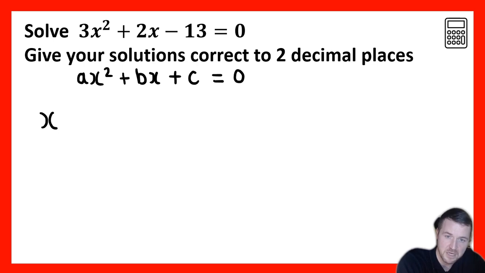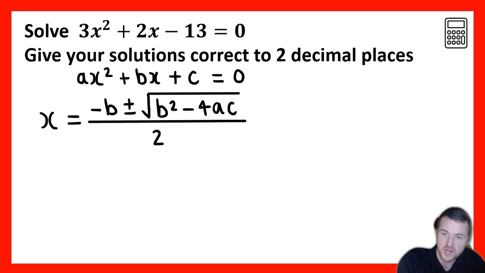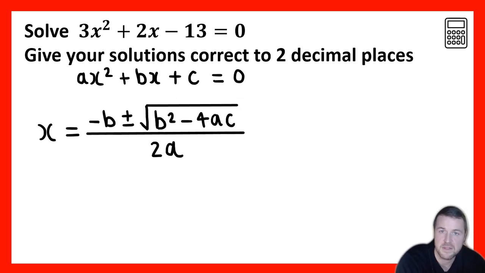The quadratic formula is x equals negative b plus or minus the square root of b squared minus 4ac, all over or divided by 2 lots of a. And the formula is used to find the roots of a quadratic equation when factorising is either not possible or not convenient to do so. The formula is derived by completing the square on the general quadratic equation of ax squared plus bx plus c equals 0. You are not expected to know how to do this for your exam.